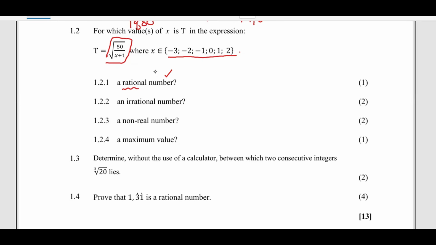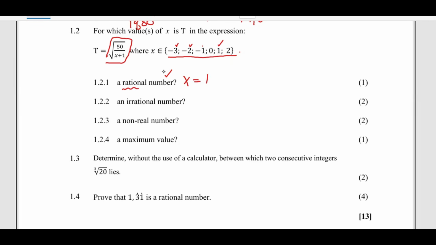So in this case, if we put a negative number, a negative 2, it's not going to give us what we want. But if we replace x with a 1, so it's going to be 50 over 2, which is 25. We can find the square root of 25. So meaning that x is going to be a 1.